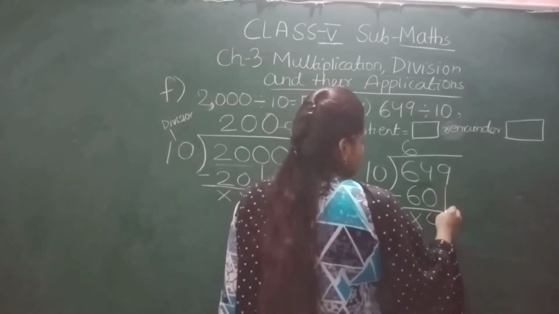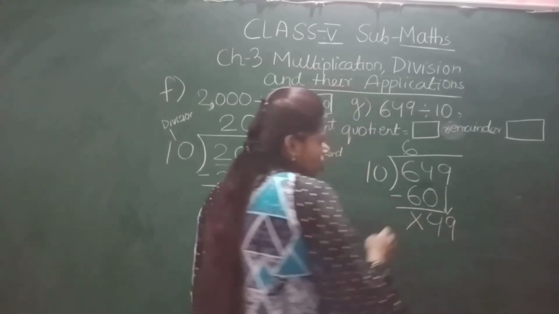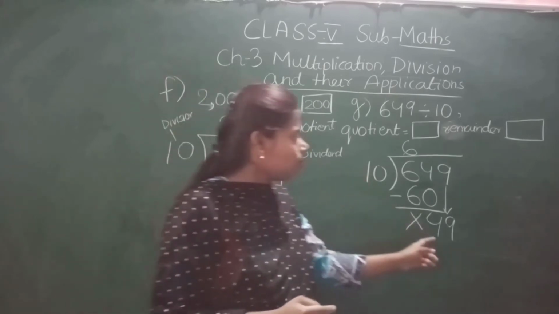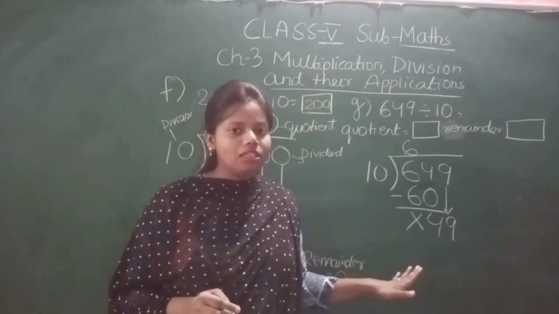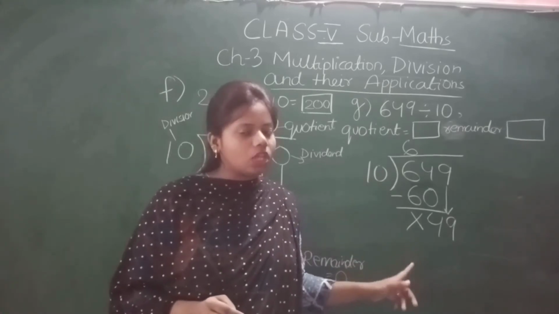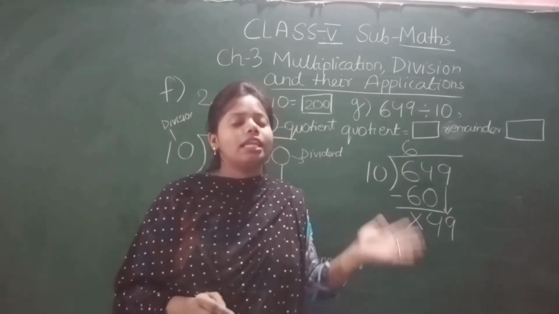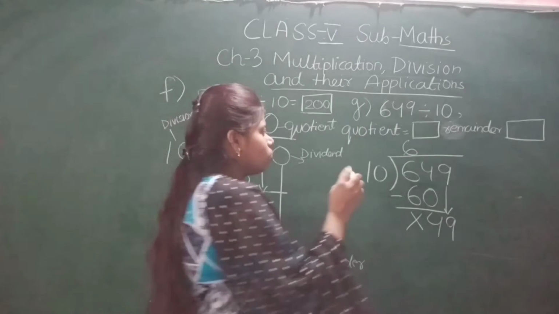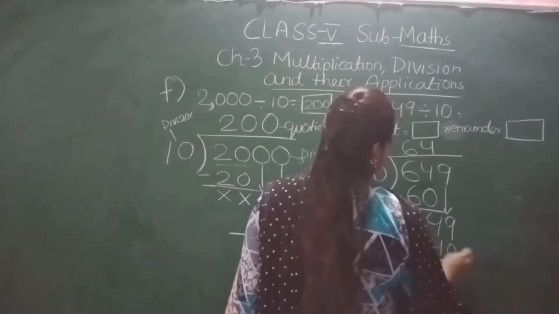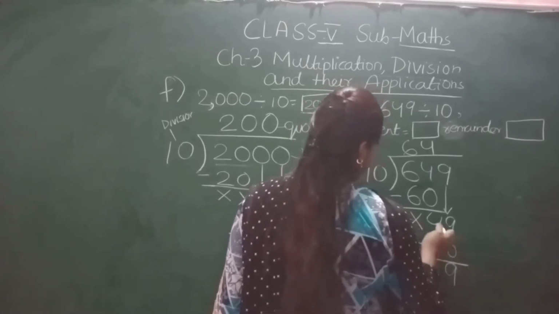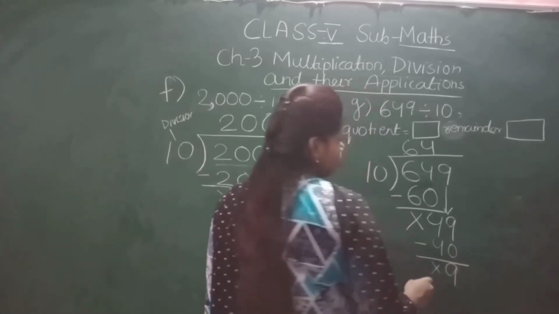Okay. Now let's bring this 9 down. Now in 10 table 49 is there? No. But less than 49 is there? Yes, 40. So 10 how much are 40? 10 fours are 40. Okay. So 9 minus 0 is 9. 4 minus 4 is 0. That means we will put the cross.